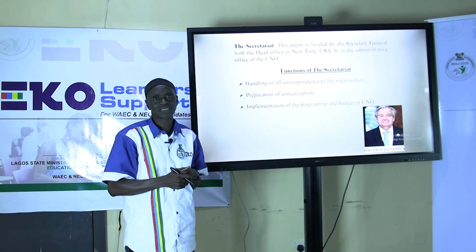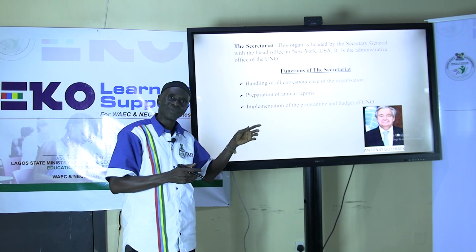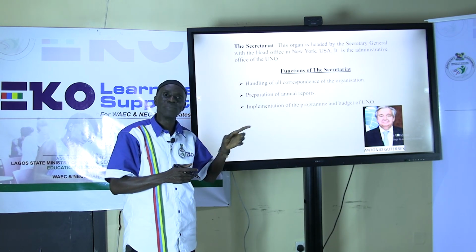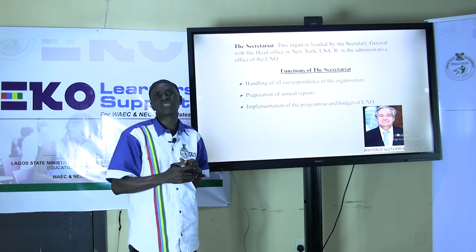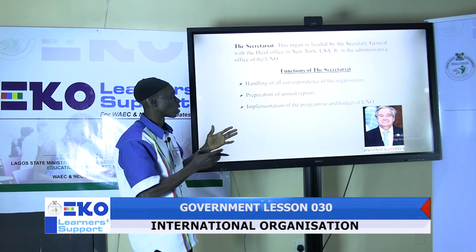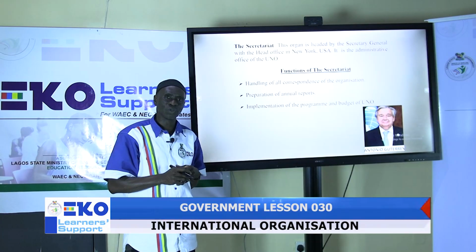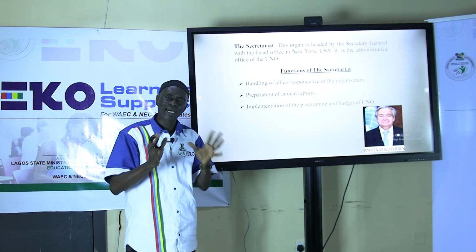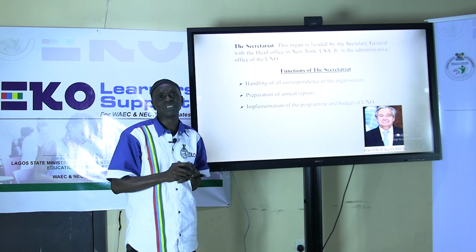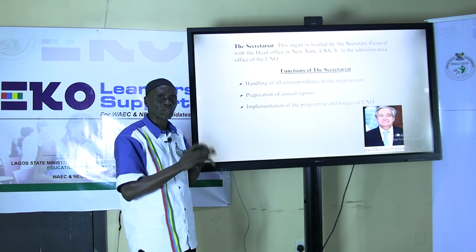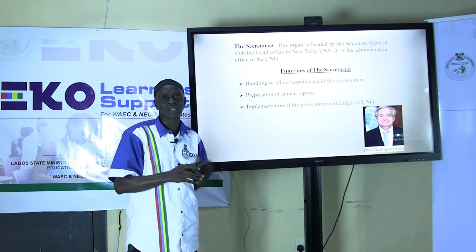Don't forget, the main objective of UNO is to maintain peace in the world. And this will require programs that are put in line for them to pursue, to ensure that there is peace and security. So the programs that are lined up will be implemented by this organ.